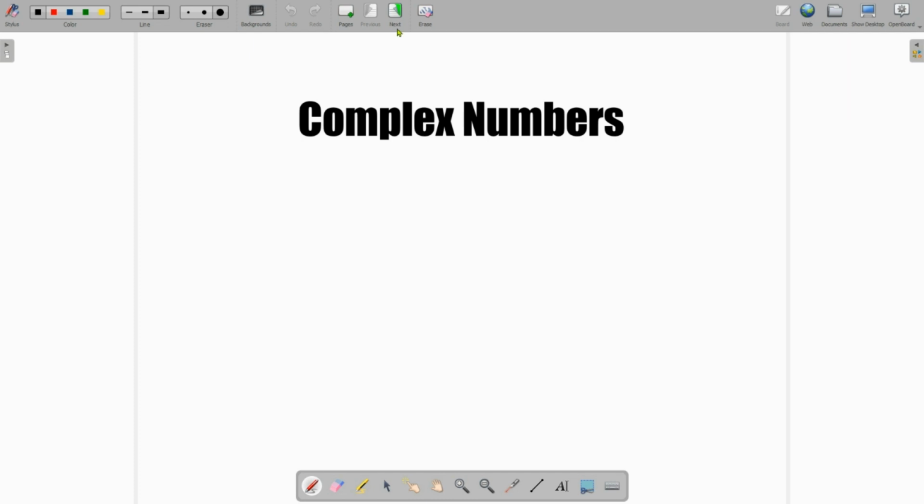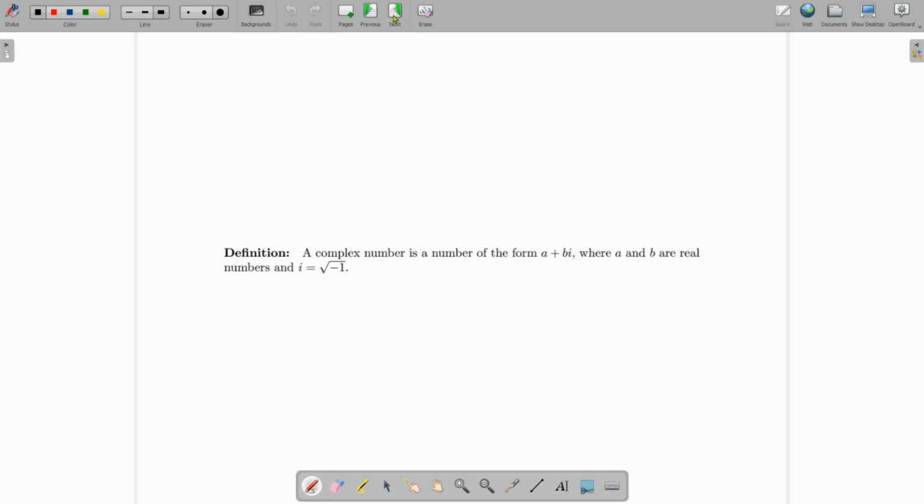So let's jump straight into it. Before we get started, we have to learn about the definition of complex numbers. The definition of a complex number is a number of the form a plus bi, where a and b are real numbers and i is the square root of -1.